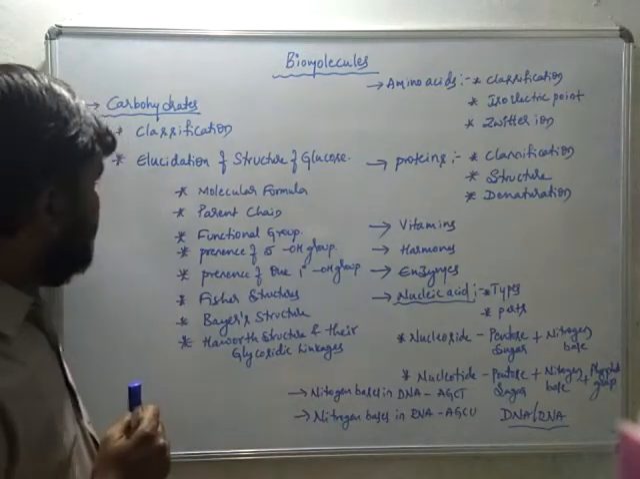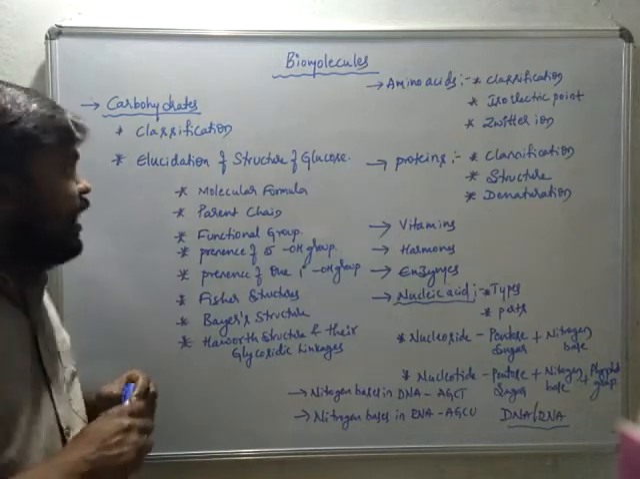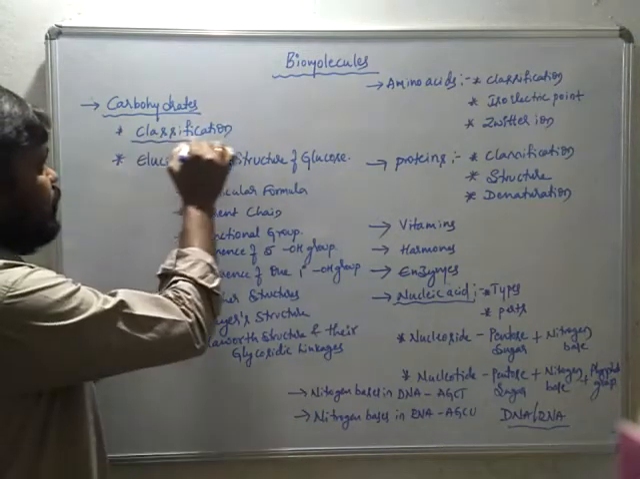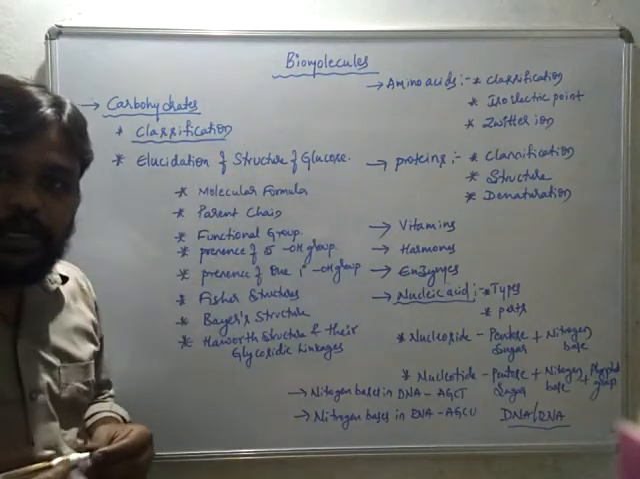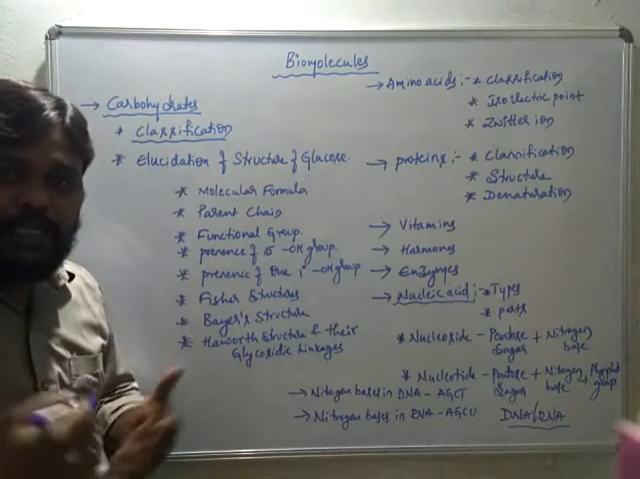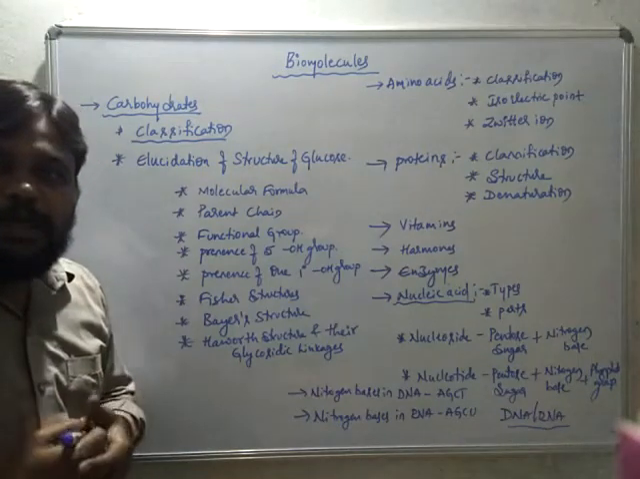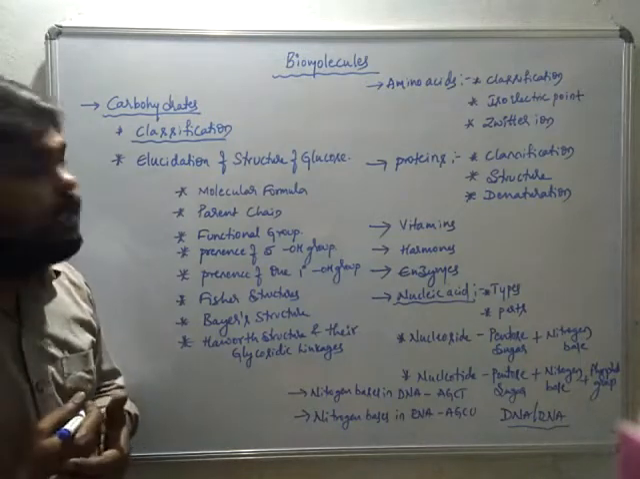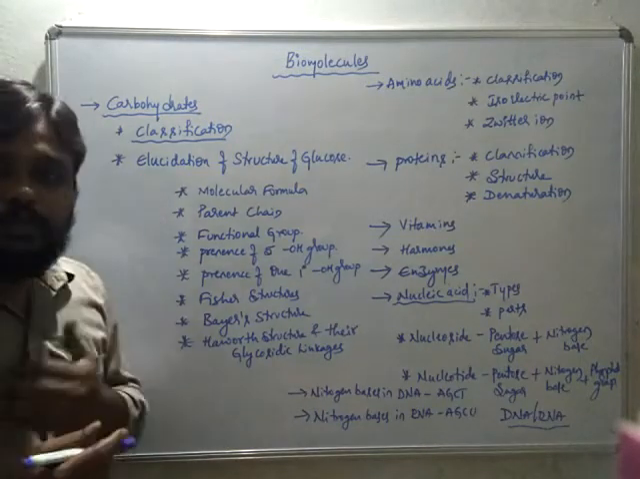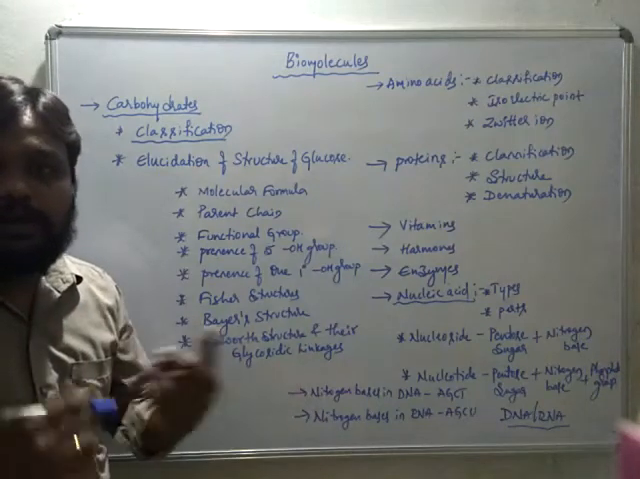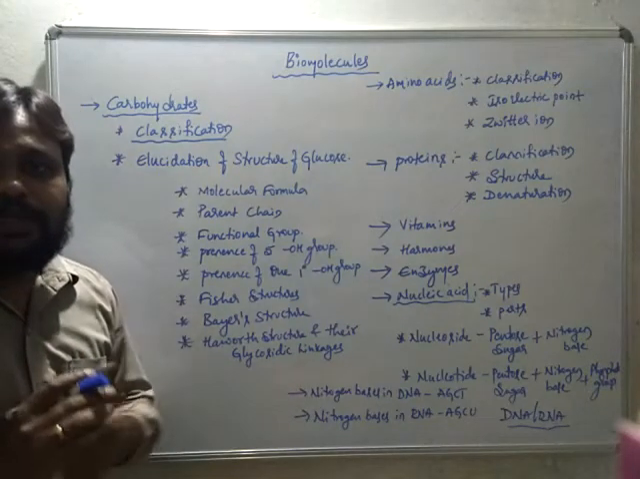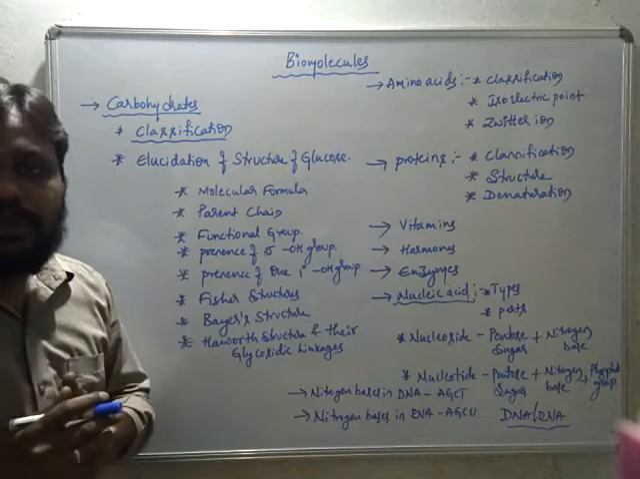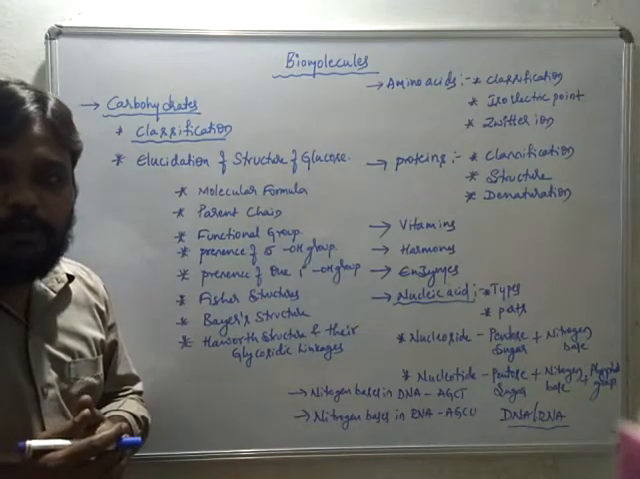If you go through the carbohydrates, their classification is very important. So all the carbohydrates are majorly classified into three types: monosaccharides, oligosaccharides, and polysaccharides. In case of monosaccharides, we have glucose, galactose, fructose. These are the examples for monosaccharides.